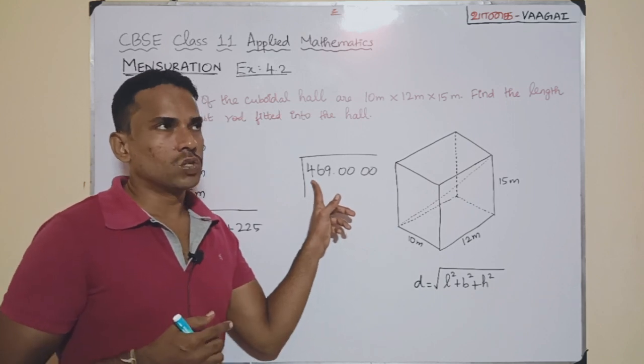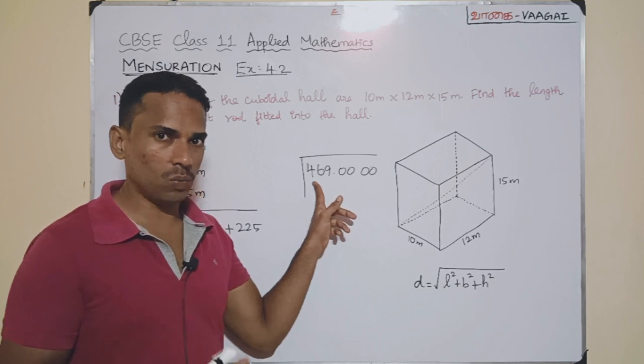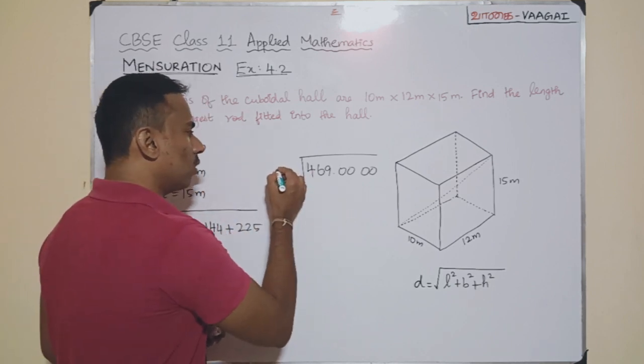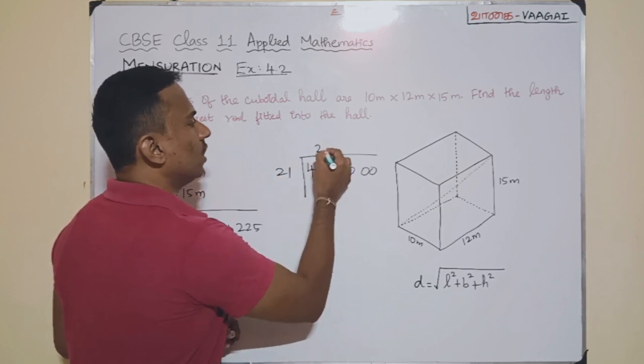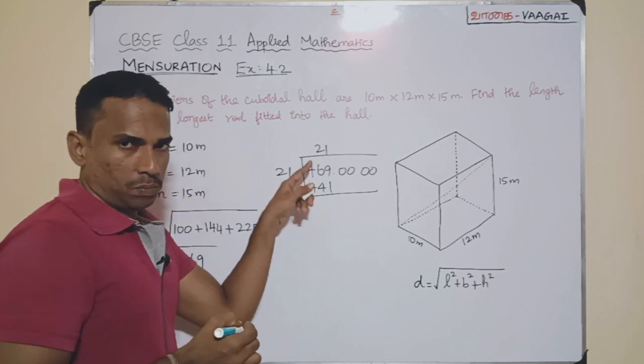So 20 square will be 400 and 21 square will be 441. So we are almost at this 469. So let's start from 21. So 21 times 21 will be 441. And now I need to minus.